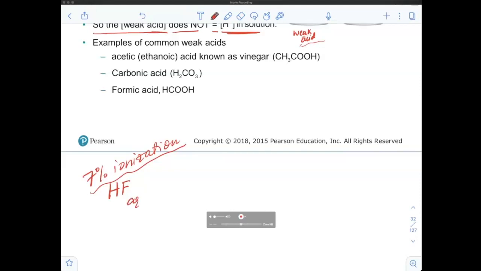Hydrogen fluoride, aqueous. I have to do some math. Ruby, I'm glad I have my calculator. Hold on a second. I have to grab it from my bag.